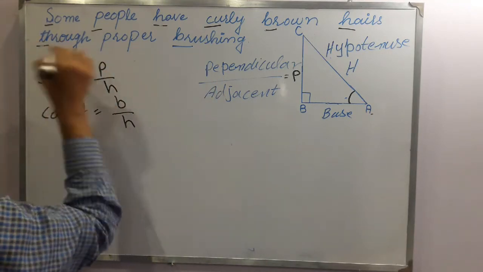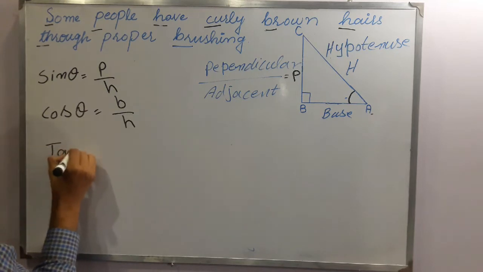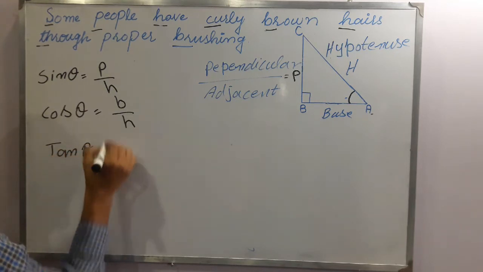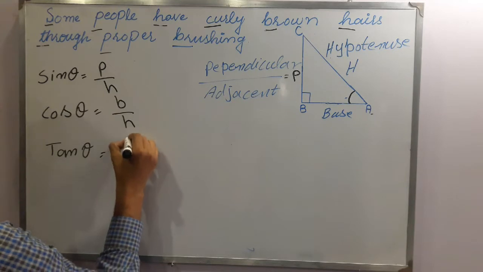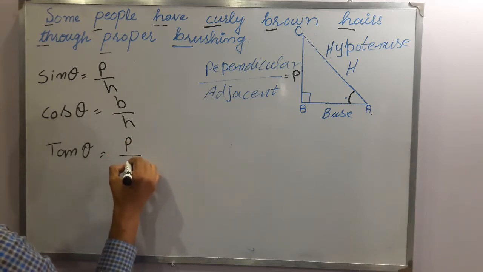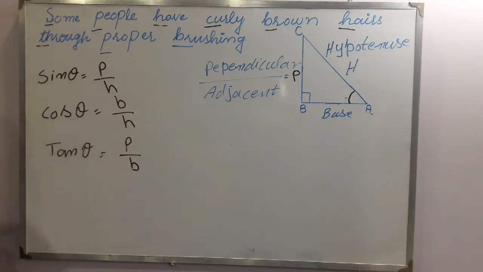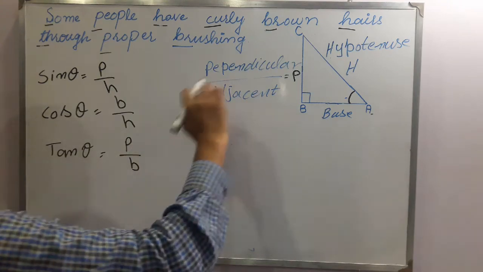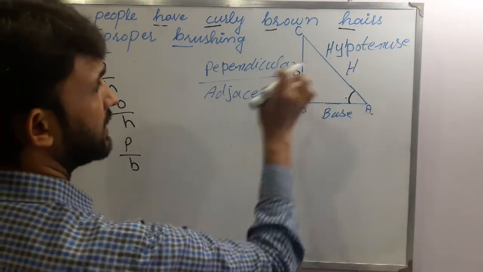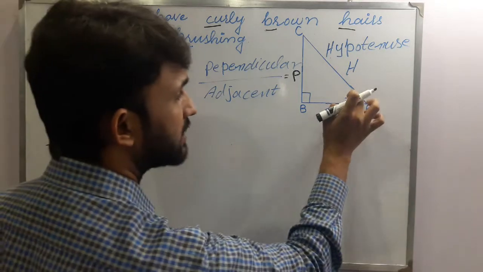Then we have T for tan theta. Theta is basically the angle. Tan theta, through proper brushing, so this is equal to P over B, perpendicular over base. Now we have decided this is hypotenuse, this is perpendicular, this is base, if the angle is here.